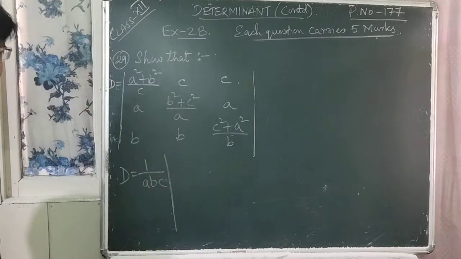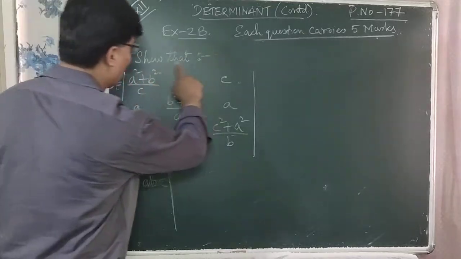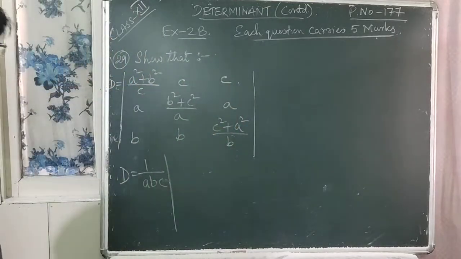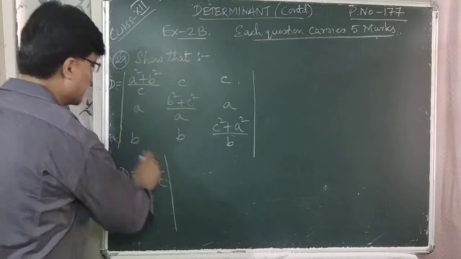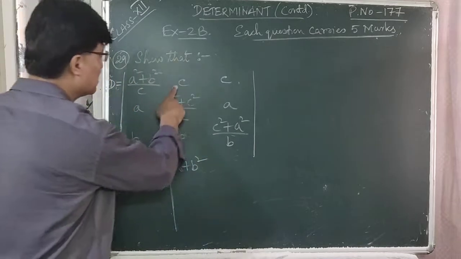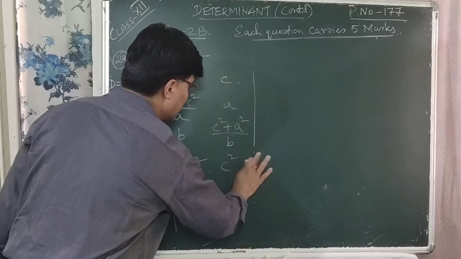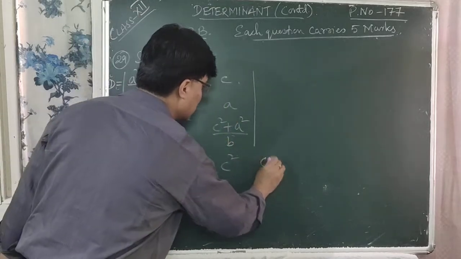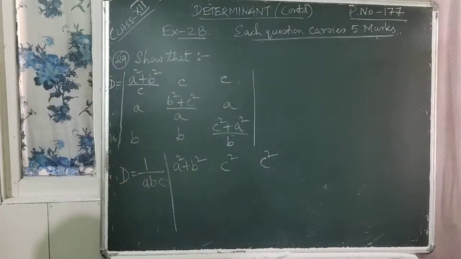Is that clear? Now you can multiply all the terms of the first row by c. What do you get? c and c get cancelled. This is a square plus b square. Then comes c into c, c square. Then c into c, this is c square, right? So this is the first row.